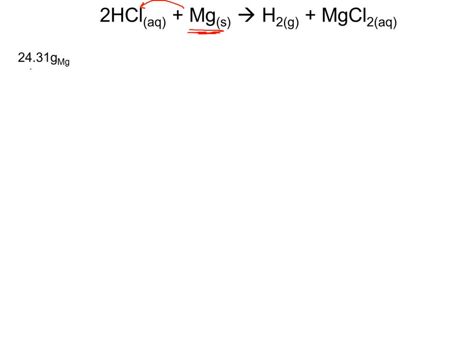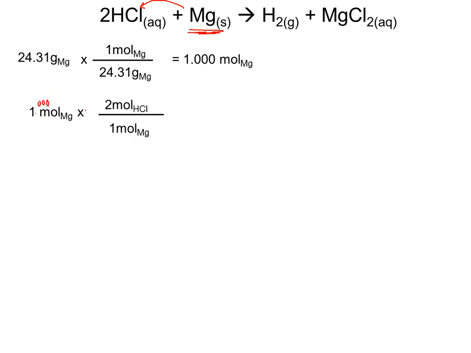So take 24.31 grams of magnesium, use the molar mass, and we will have the moles of magnesium. So we have 1 mole of magnesium we're working with. We can then find out how much HCl it would take to react with that by using the mole ratio. So I'm going to rewrite that 1 mole of magnesium, and that should actually be 1.000 to have proper significant figures. And we have our mole ratio of 1 mole of magnesium to 2 moles of HCl. So moles of magnesium cancel out, and we are now talking about moles of HCl. That's how much HCl is needed to react with the magnesium.